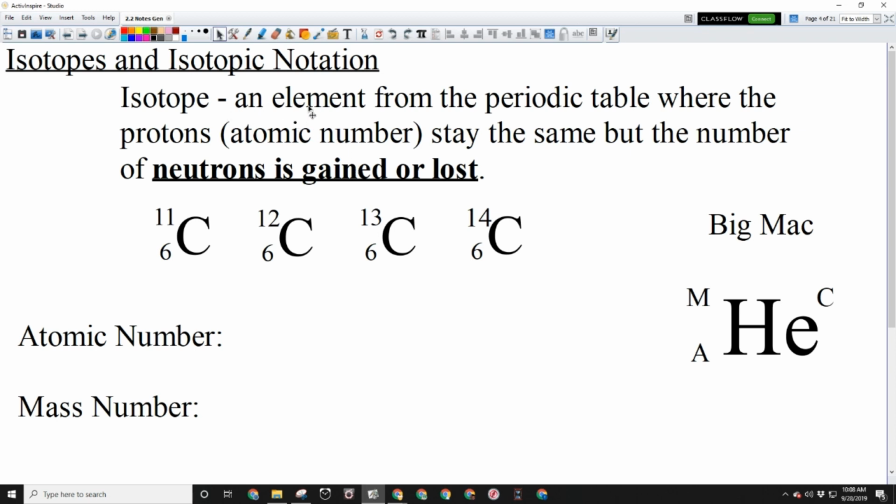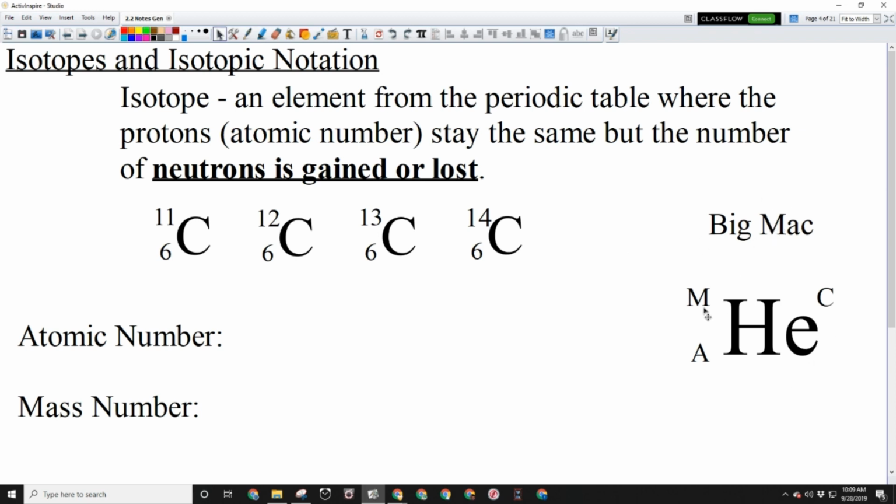All right, an isotope is an element from the periodic table where the protons, or the atomic number, that's the same thing, atomic number tells you protons, stay the same, but the number of neutrons is gained or lost. So now we're talking about changing neutrons. So the isotopic notation is like this.